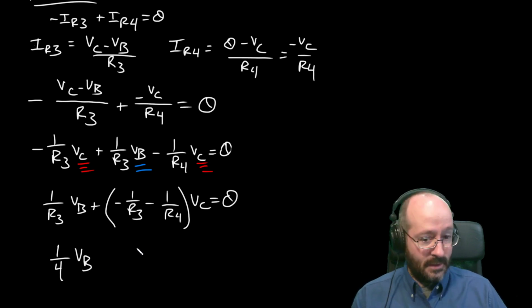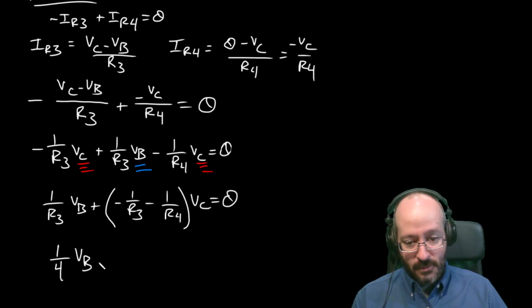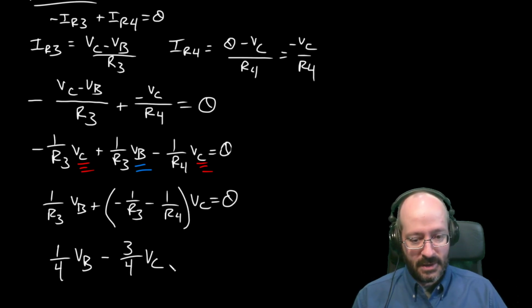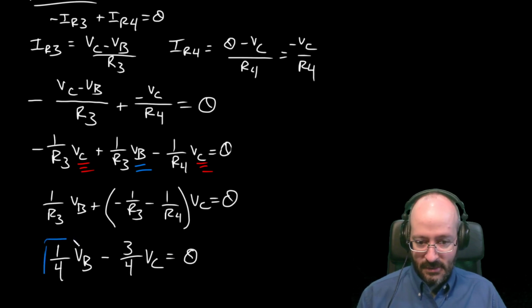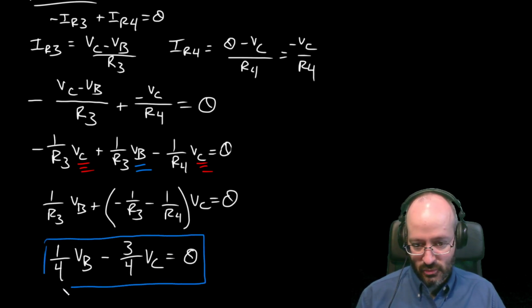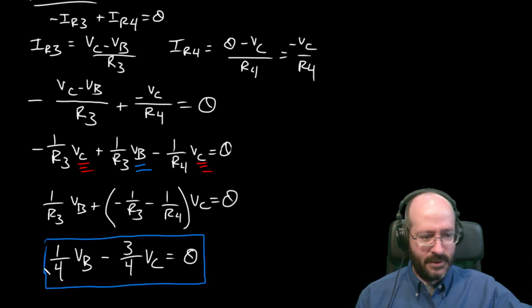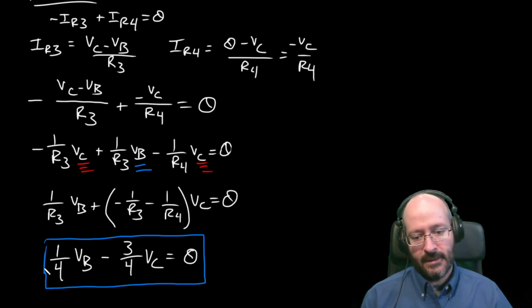And then looking at R3 and R4, it's going to end up reducing to 3/4 in front of VC. That's just plugging in the values of R3 and R4, and that's equal to 0. And look at that. A bunch of constants and our unknowns. So we're good to go with that.